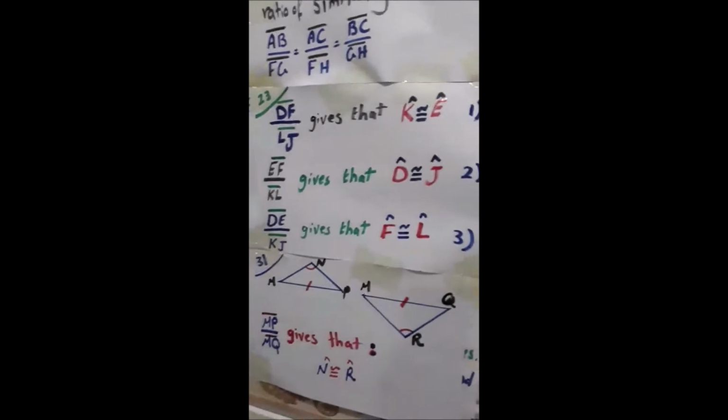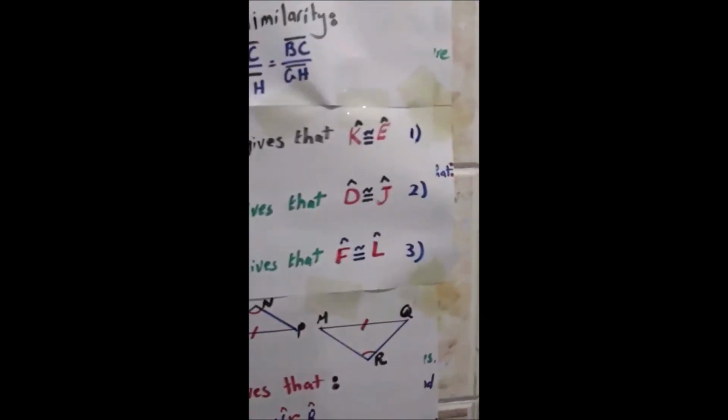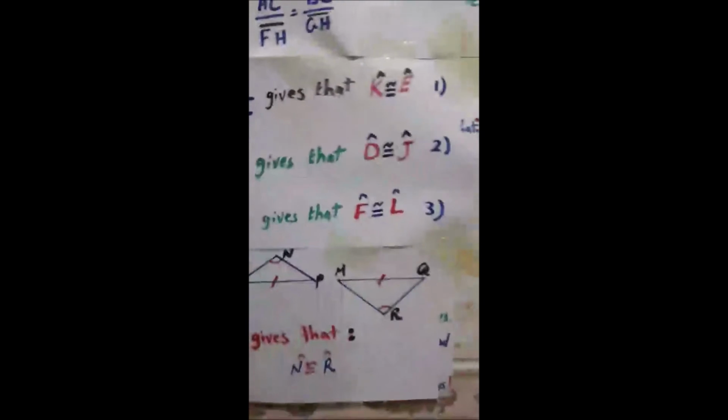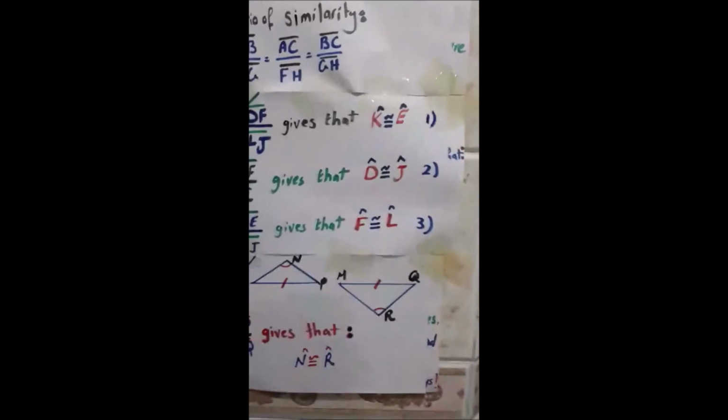And this way we give him everything, not only the one that he wants, that to show him that K and E are congruent. No, we show him everything. K with E, and also D with J, and the last one, angle F is congruent to angle L. All these angles are congruent.